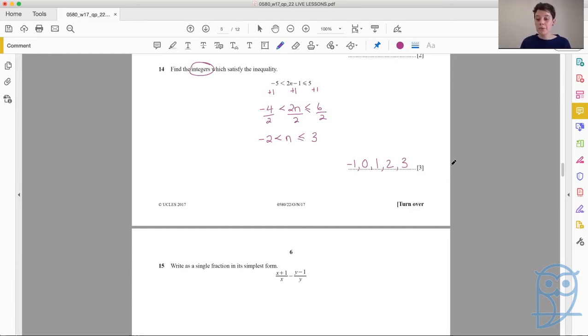So the question has come through, do we need to show that +1 line of working?